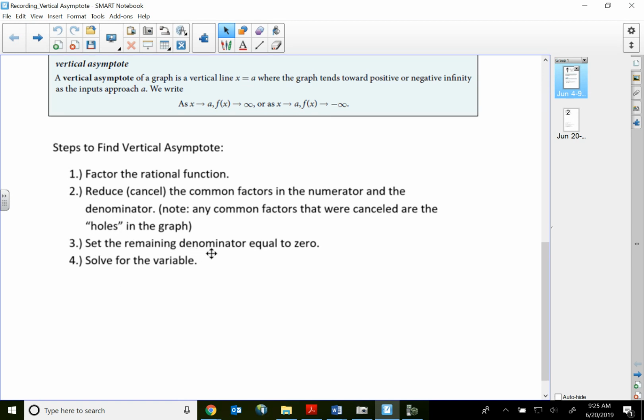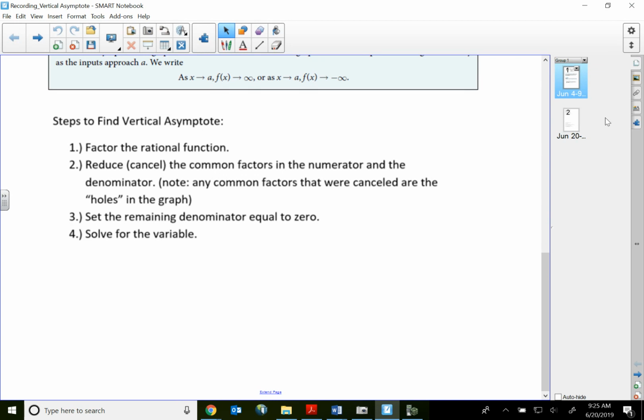And set the remaining denominator equal to zero. Okay, whatever is not canceled, set it equal to zero. Then we can solve for the variable. Once we solve for the variable, then that x equal to a number will be our vertical asymptote.